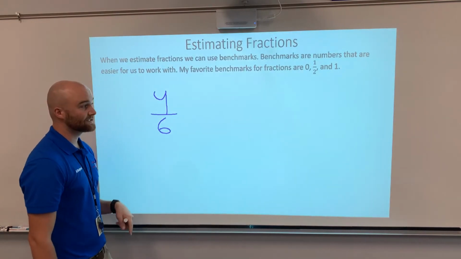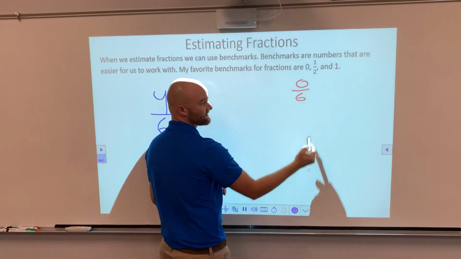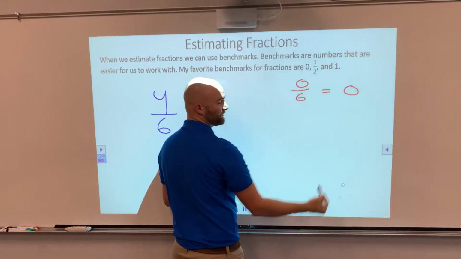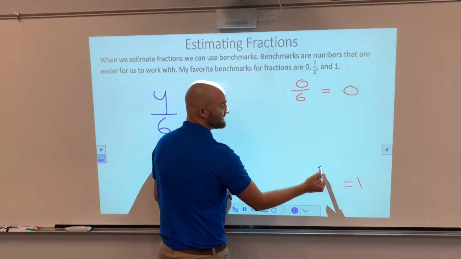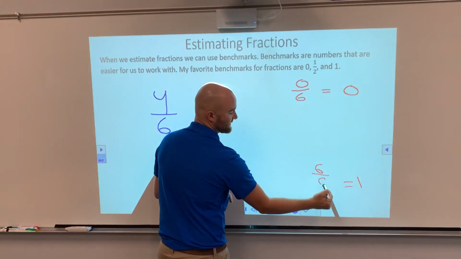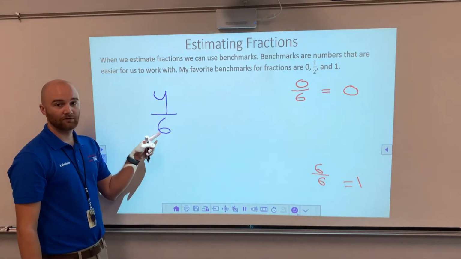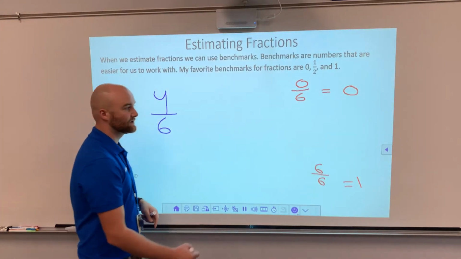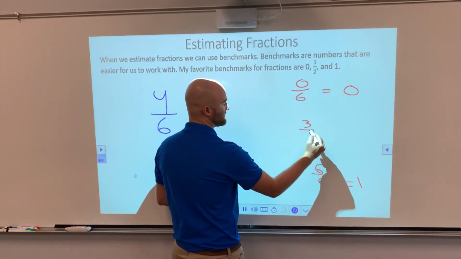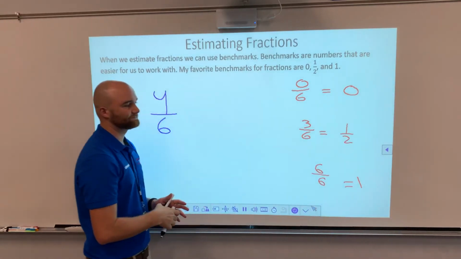Okay, so if I'm looking at sixths, I know that 0 would be like 0 sixths. That's the same thing as 0. I know that 1 whole would be the same thing as having 6 sixths. And then half would be in the middle. So 1/2 of 6 is 3. So I've got 3 sixths, and that's equal to 1/2.